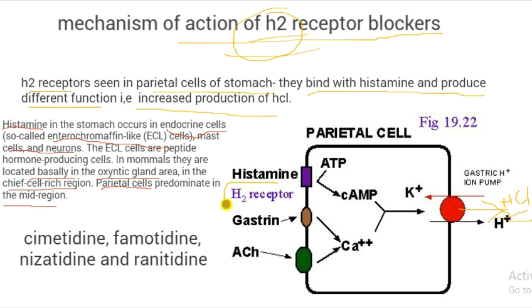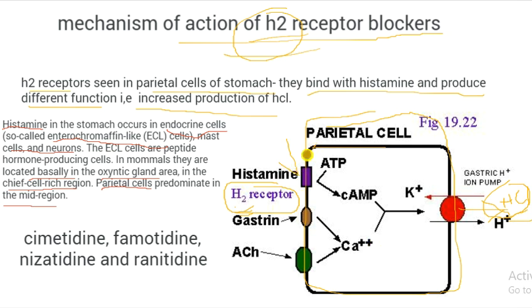Histamines bind with the H2 receptor. We can see a parietal cell in the wall of the stomach. So the H2 receptor is located in the parietal cell of the stomach. Histamine can act on this H2 receptor and produce HCl.